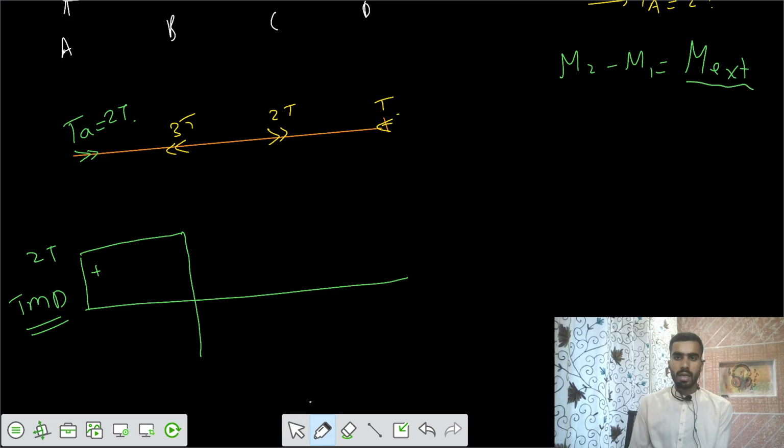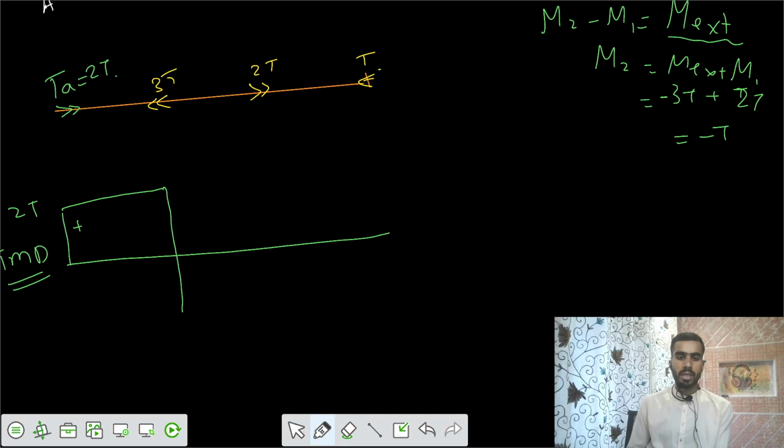So your next moment M2 would be equal to M external plus M1. You applied 3T anti-clockwise, which is a negative sign, and plus M1, which was your 2T, so the net value is minus T. Then after that, it will remain the same, and there is an increase of 2T. So minus T plus 2T gives a net value of T. So this is your torsional moment diagram.